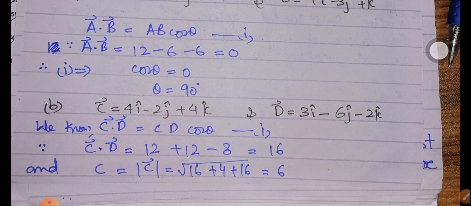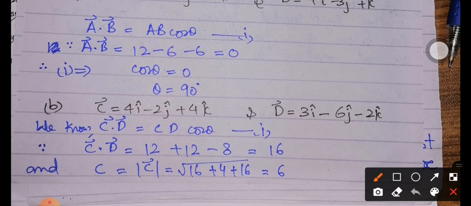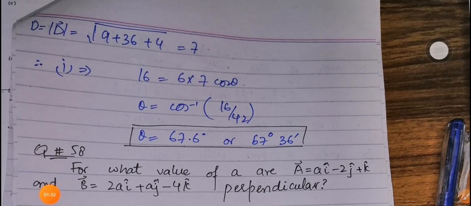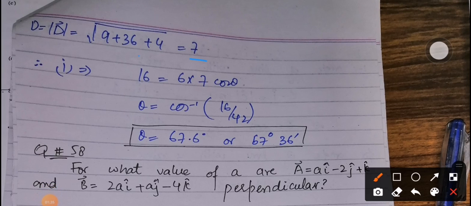For the second part, we are given the two vectors c and d, and we will find c dot d first. So c dot d is equal to 16, as we multiply the i components, then j and then k. So 4 into 3 is 12, minus 2 into minus 6 is plus 12, 4 into minus 2 is minus 8. So c dot d is equal to 16, and the magnitude of c is equal to 6, and the magnitude of d is equal to 7. Now we know that c dot d is equal to magnitude of c into magnitude of d into cos theta. So 16 is equal to 6 into 7 into cos theta. So we can find theta by using a calculator, which is 67.6 degrees.